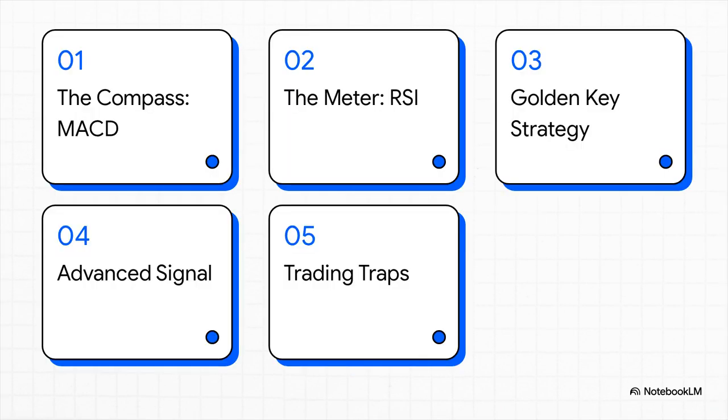Okay, so here's the game plan. First, we'll tackle the MACD, which is going to be our trend-following compass. Then, we'll get to know the RSI, our meter for market momentum. After that, we combine them into what I call the golden key strategy. Then, we'll uncover a really cool advanced signal. And finally, we'll talk about the trading traps you absolutely have to avoid.